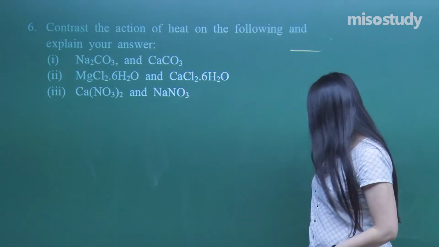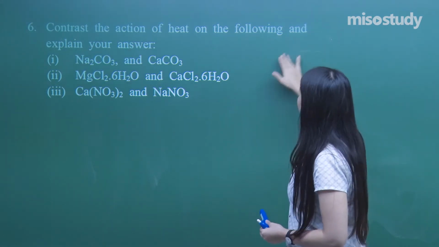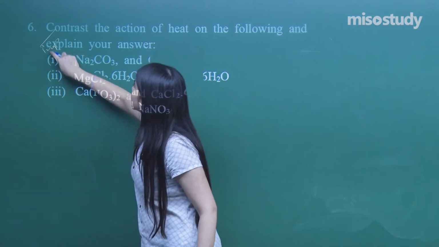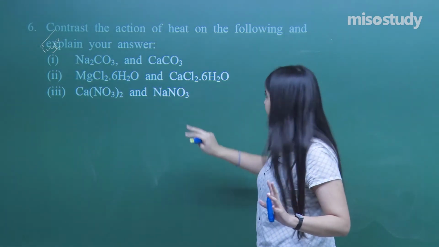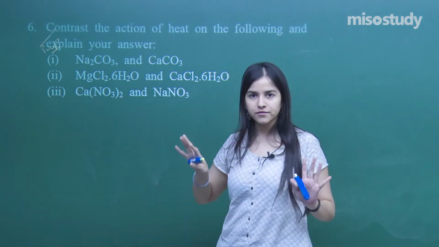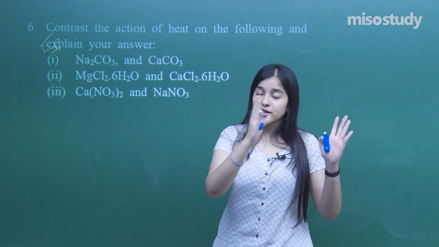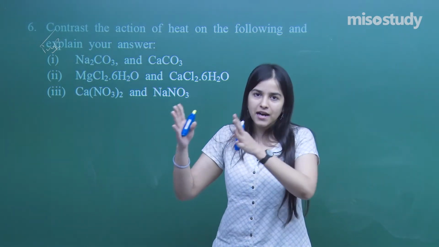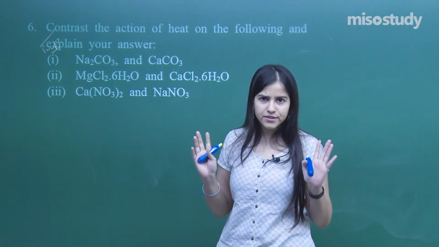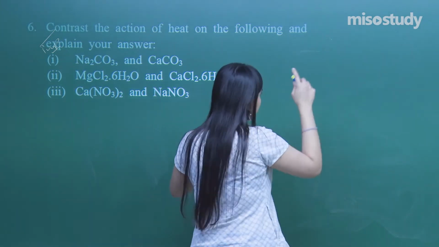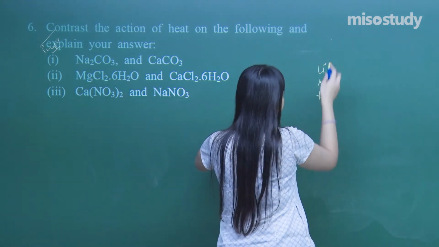So, next, question number 6: contrast the action of heat on the following and explain your answer. Important one. What we have to do is heat all of these compounds, these two pairs, these two pairs, these two pairs, fine. Via the heating action, we have to distinguish how this particular compound and the other particular compound act towards heat. What is the kind of difference in between? First, let me write, since these are alkali metals and alkaline earth metals, let me just write the elements over here.